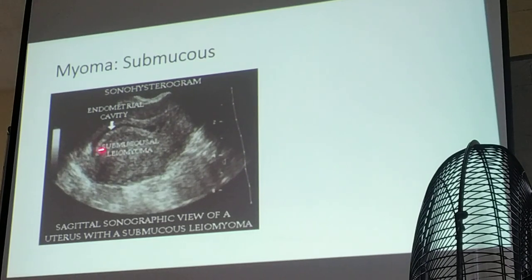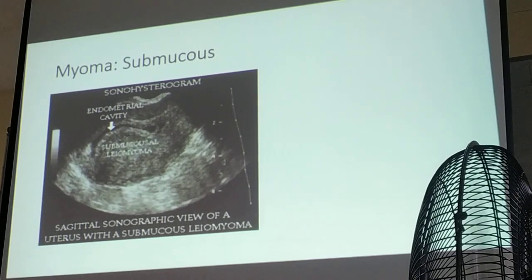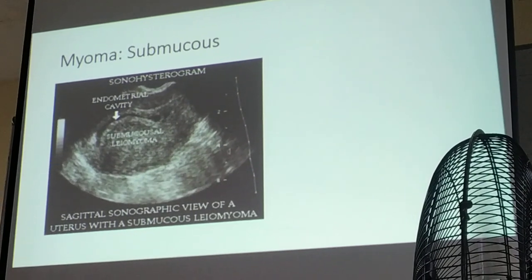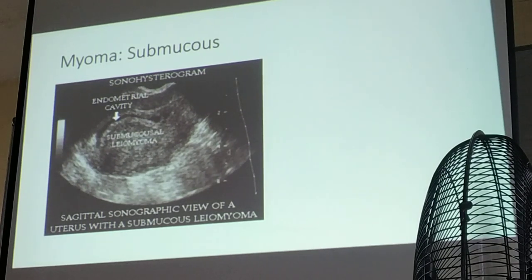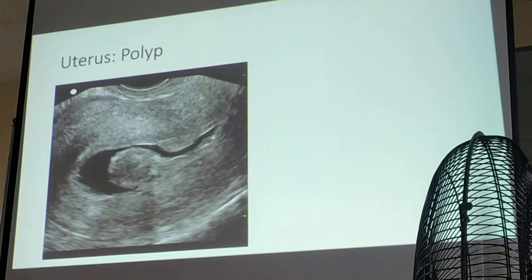Actually, this is not completely submucous. Meron siyang intramural component. But submucous dominates in this picture. Okay? But the myoma is quite big, then it tries to invade the myometrium. Okay? So 3 types of myoma definitely will come out. The intramural, subserous, and submucous. Okay? And then the polyp.